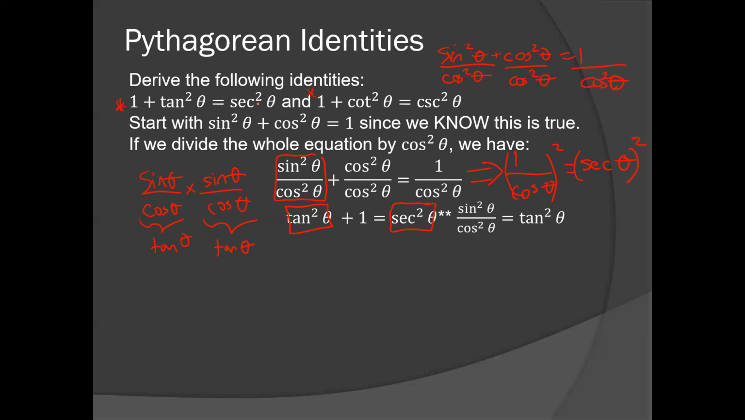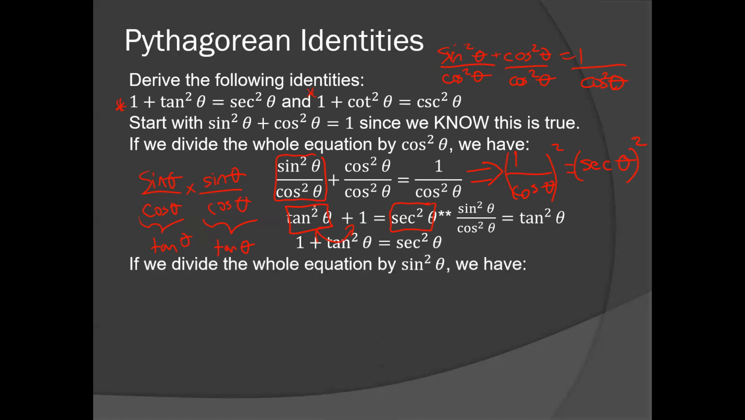So now that I have that identity, I look up and check: have I proved it? The order is slightly off, but just put the 1 in front and it doesn't make a difference at all, right? Because when you add, you can switch the order around. So I have 1 plus tan squared theta is equal to secant squared theta. And that's my first identity.